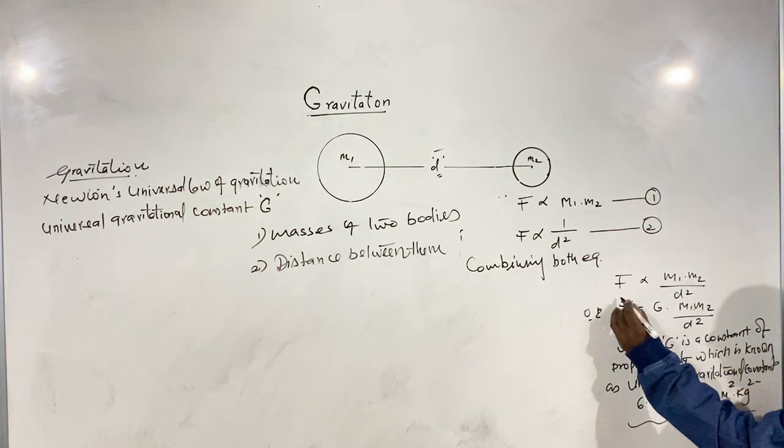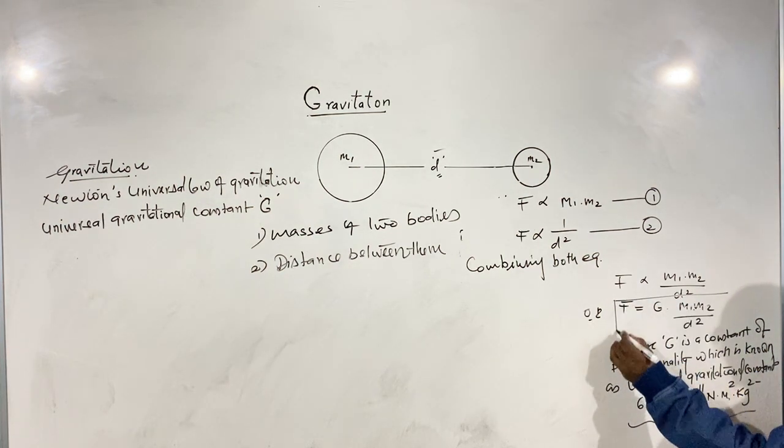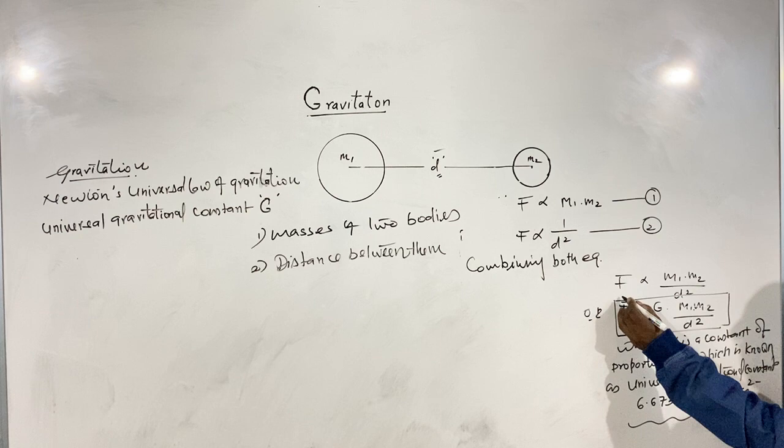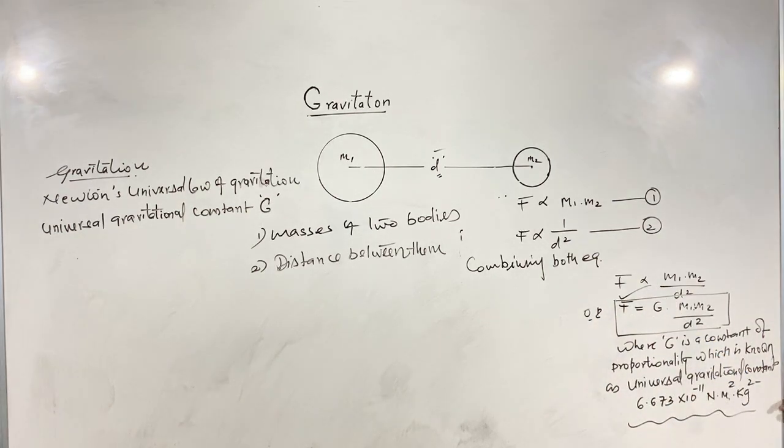So this relation is the mathematical expression for the universal gravitational law. F is equal to G into m1 into m2 over d square, where m1, m2 are the masses of the two bodies respectively, and d is the distance between their centers.